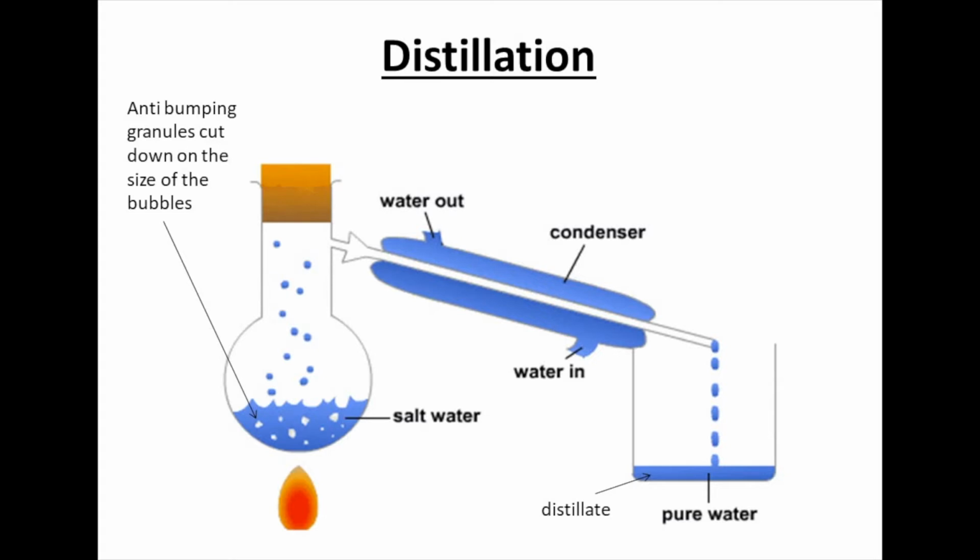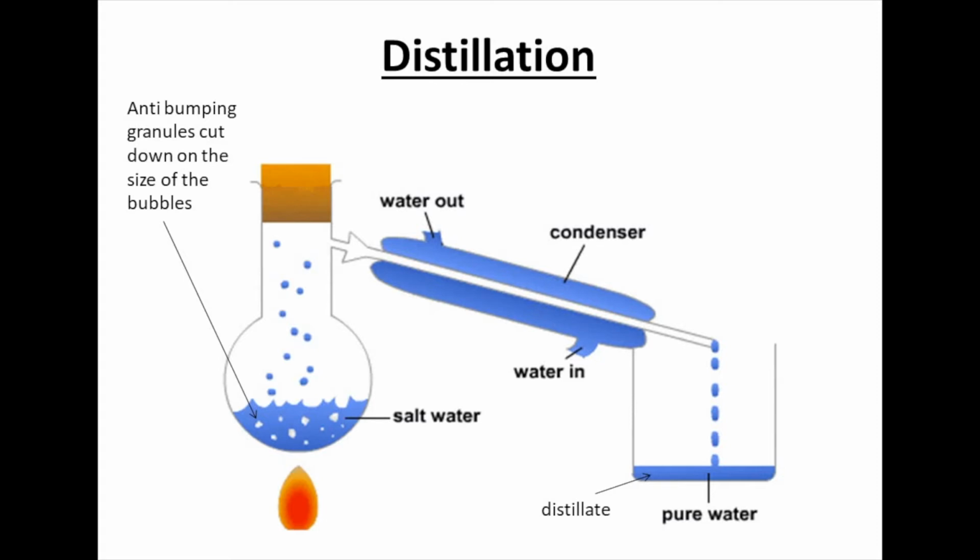And what would happen is, as it starts to boil, the water evaporates, comes through this condenser here, and you can see surrounding the condenser is cold water. And as the water vapour and the steam come through the condenser, it condenses, it cools down into pure water.